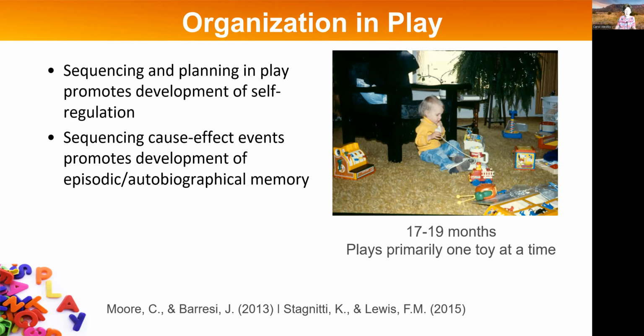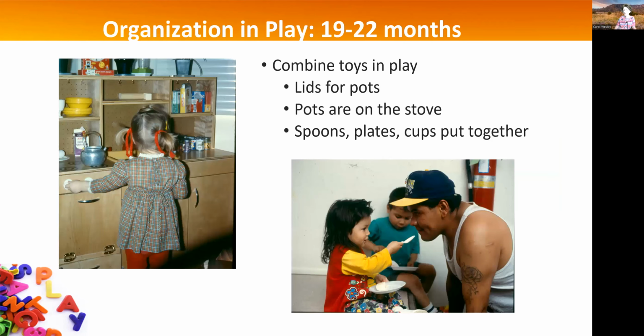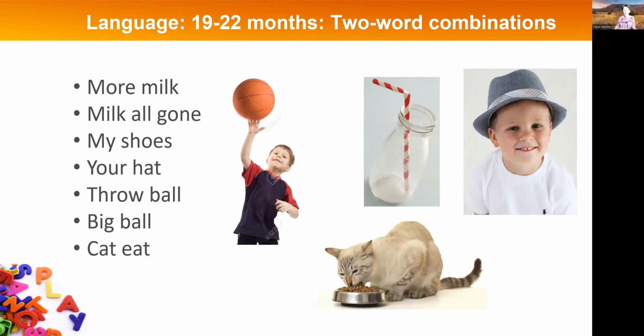Seventeen to 19-month-olds don't have organization in their play. They move from one toy to another. Nineteen to 22-month-olds begin to combine toys. Lids go on pots and pots go on stoves, and we'll put spoons, plates, and cups together. And when they see relationships between objects, we get the development of 2-word syntax: more milk, milk all gone, my shoes, your hat. Those aren't labels for the objects. They're referring to the relationship among objects.